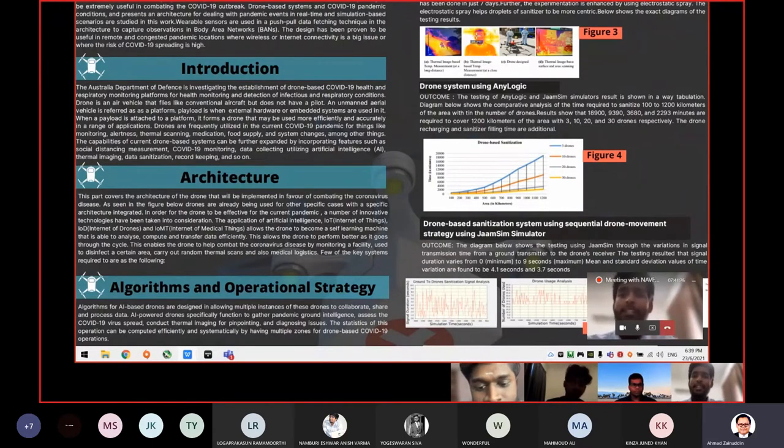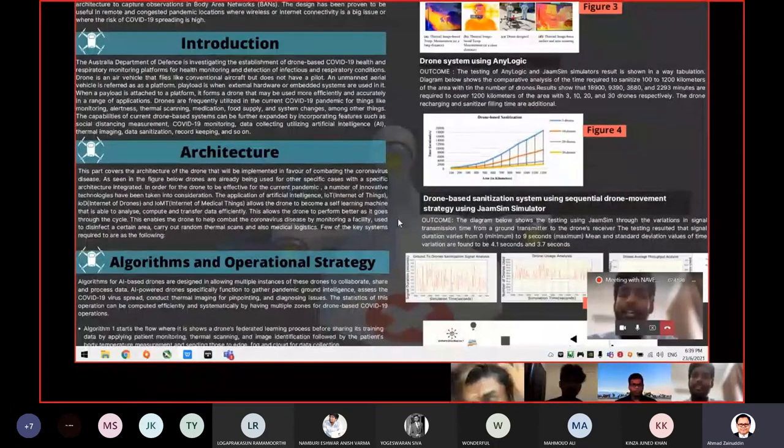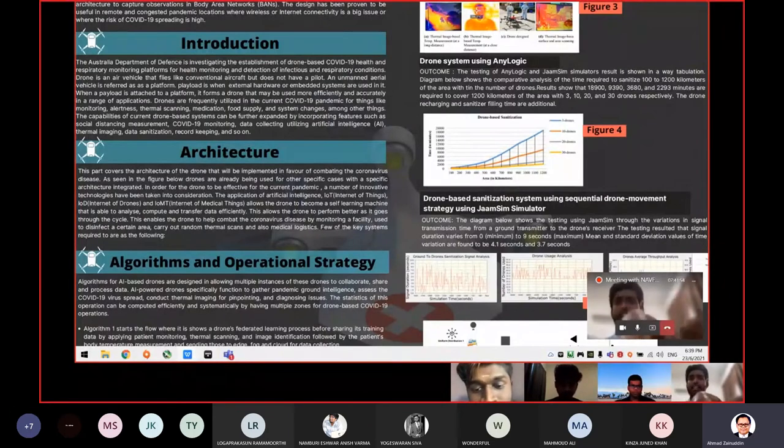Drones are frequently utilized in the current COVID-19 pandemic for things like monitoring, alerts, terminal scanning, medication, food supply, and system changes, among other things. The capabilities of a current drone-based system can be further extended by incorporating features such as social distancing measurements, COVID-19 monitoring data collecting, and utilizing artificial intelligence, AI, which includes thermal imaging, data sanitizing, record keeping, and so on. And that's all.